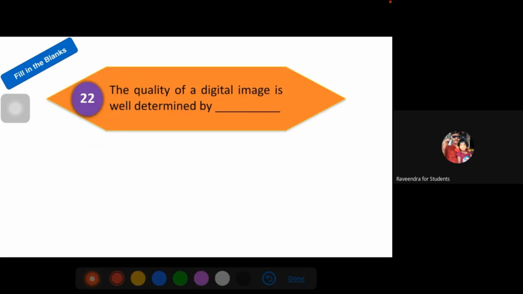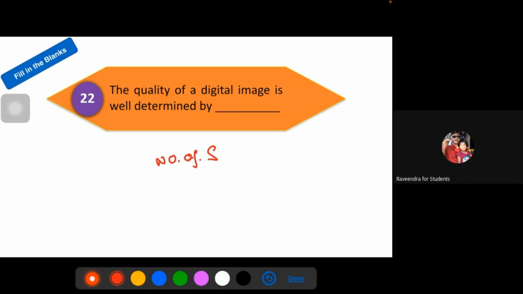Then 22nd, the quality of a digital image is well determined by how many samples we are taking or how many discrete gray levels we are considering. So the answer is the number of samples. You can write this word in the dash, or you can write discrete gray levels. No need to write both. You can write any one of these two to get the half mark.